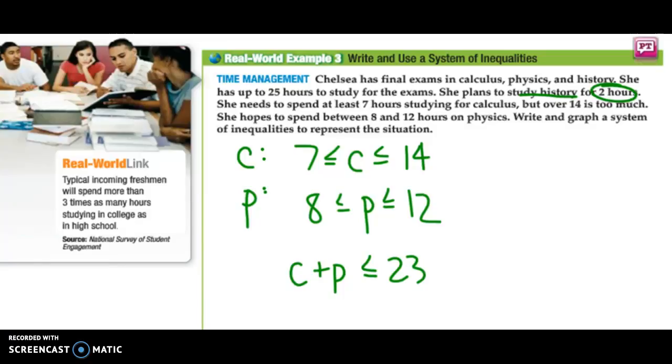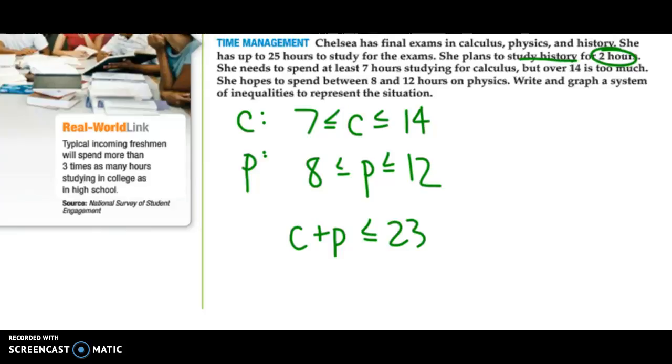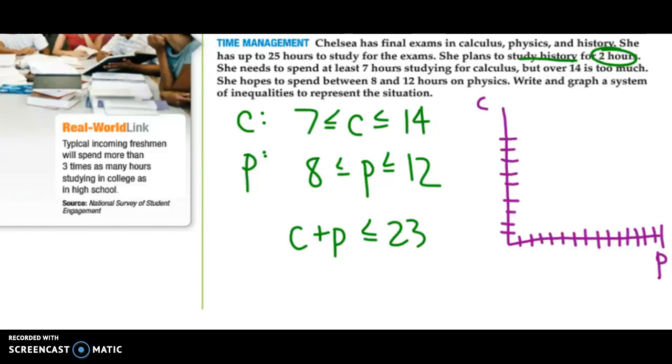And what we can end up doing is graph this to figure out the right amount of time for calculus and physics, since we already know it's 2 hours for history. So I'm going to make an L graph, and on the bottom I'm going to put physics, and on the side I'm going to put calculus, with 15 for physics, 15 for calculus. Okay, so if I look at calculus right here, I'll do that in blue.